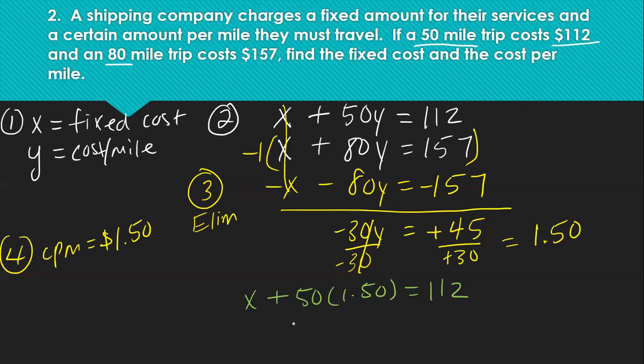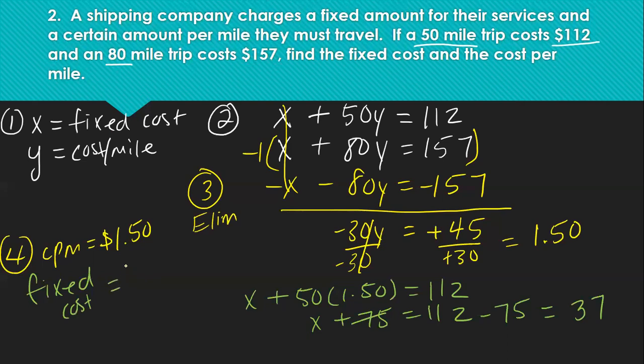What's 50 times $1.50? 75. There we go. So I subtract 75. I got 75. So how much is the fixed cost? $37. So fixed cost equals $37. So these are the prices for this rental company.